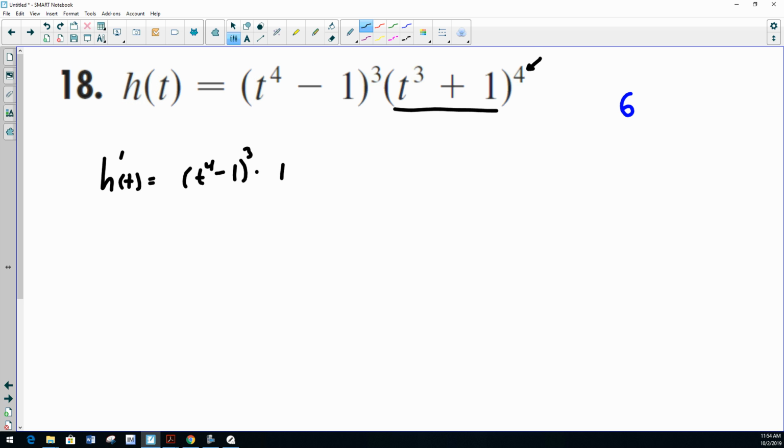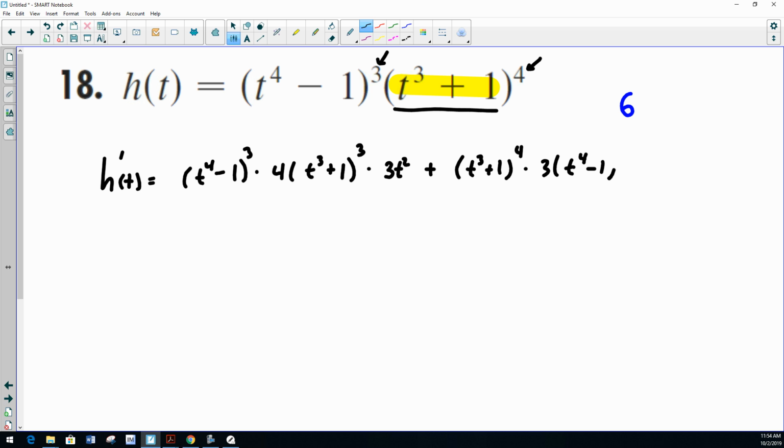times the derivative of the first. The derivative of the first is controlled by that 3, (t to the fourth minus 1) squared times the derivative of the inside, which I'll do in blue, 4t cubed. Okay. From here, we do have the skills to simplify, but I need to make sure we practice this, okay?